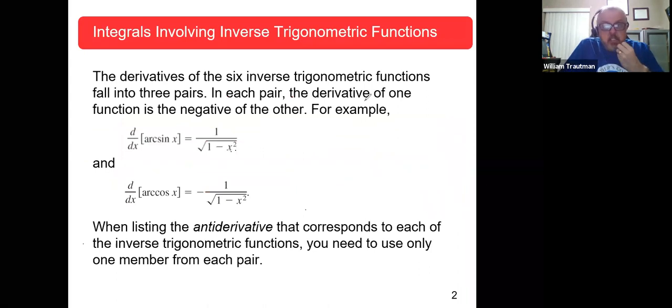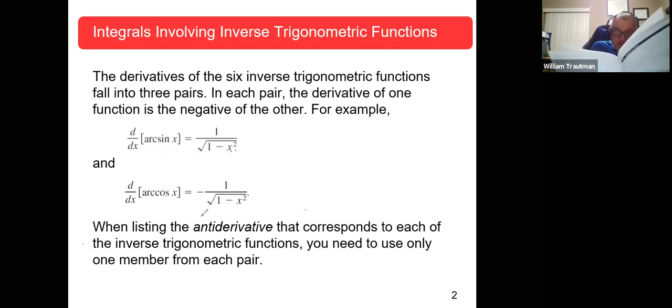In the book, they show the derivatives of 6 inverse trig functions. Here's arcsine. By the way, I've posted in the week 2 module 100 integration formulas. So take a look at those 100 integration formulas, and it pretty much integrates everything you can, including the ones that we have here.